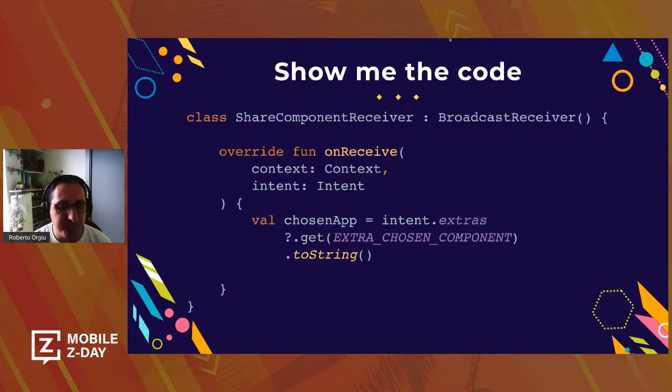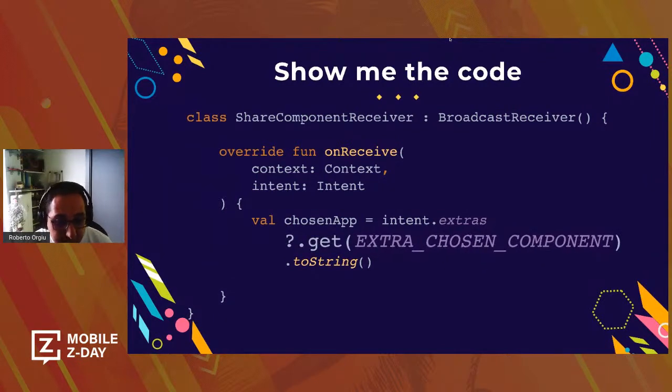The receiver is a normal broadcast receiver that will get an intent in the onReceive function, which will be called from the system. And we need to get the component that the user chose while sharing the content in one of the extras. Actually, it would be exactly in the extra chosen component.